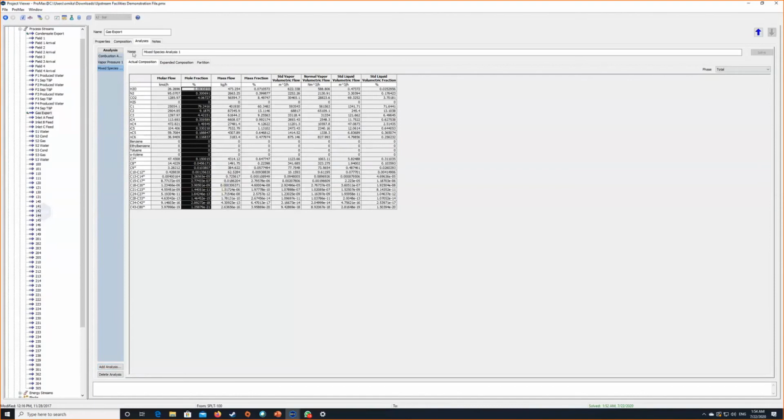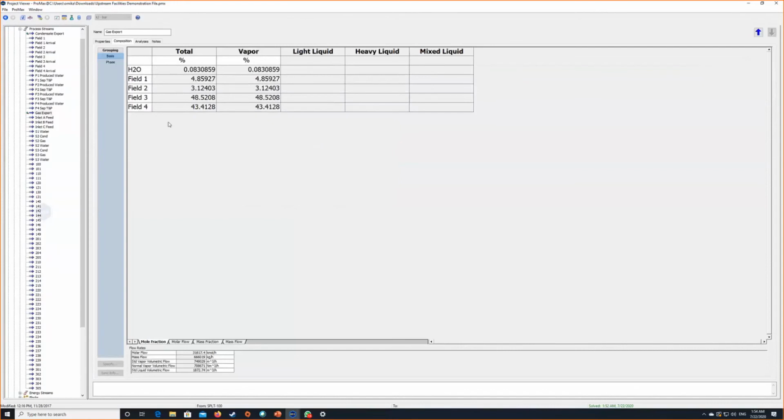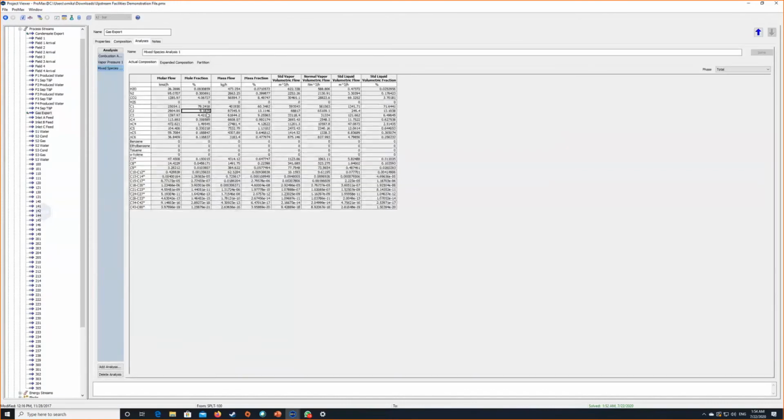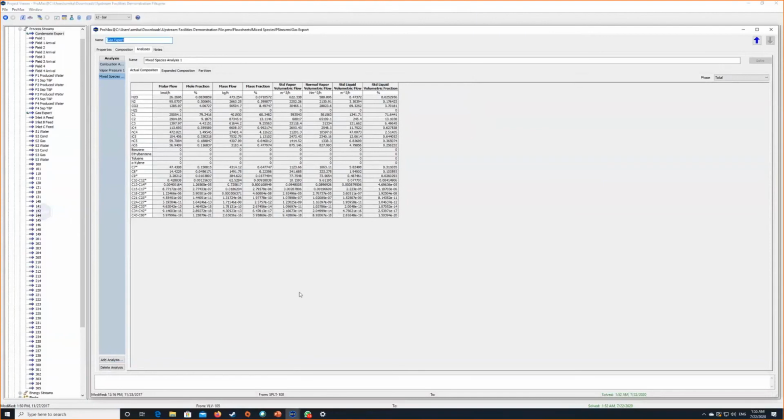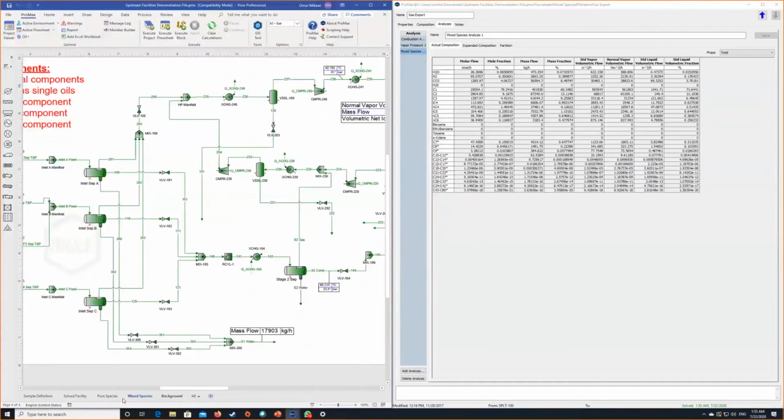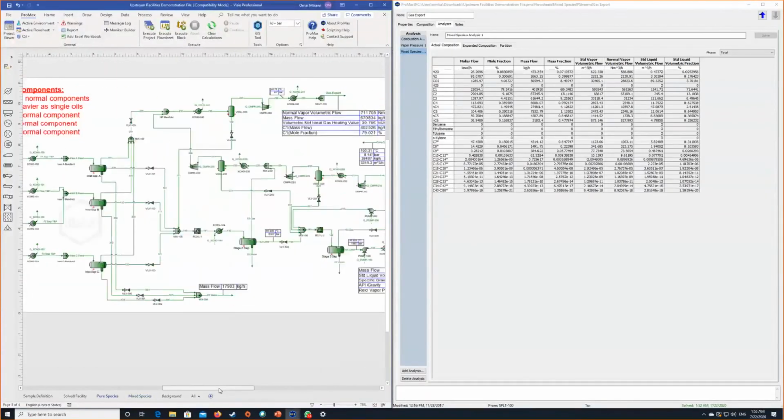Right? So now we can have our cake and eat it too. Not only do we know how much of our gas export comes from each field, we also know the standard composition of our gas export. And just to prove it to you guys, I'm going to go back to the pure species flowsheet where I don't have these mixed species.